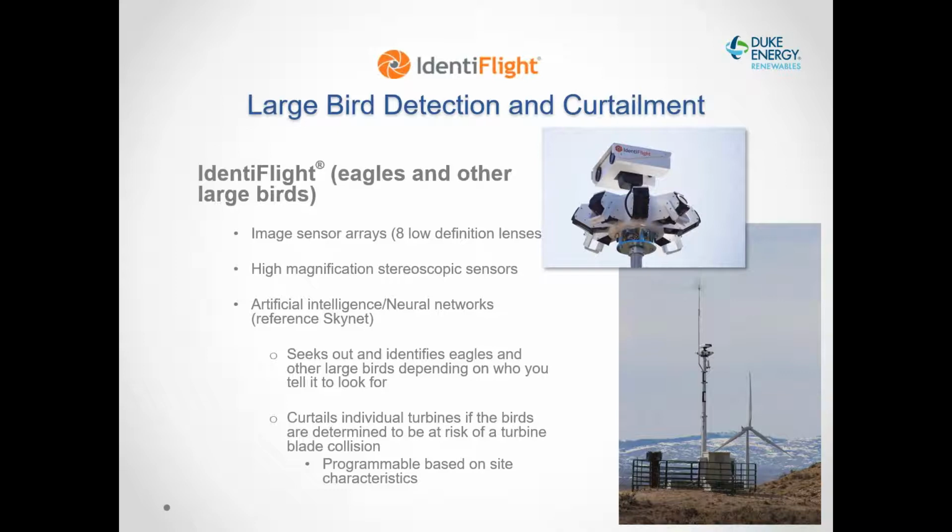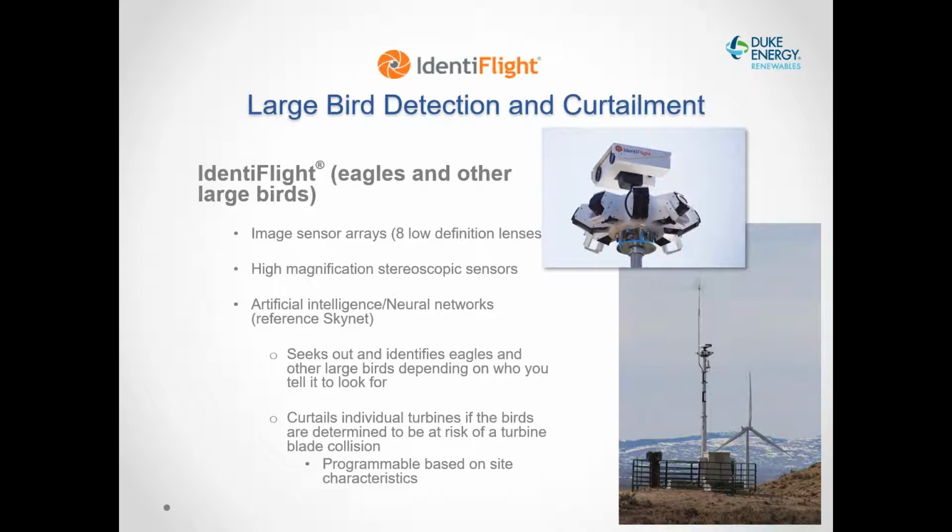It uses artificial intelligence and neural networks, for all you Terminator fans. If you reference Skynet, it's kind of scary if you think about it. But this will seek out and identify eagles and other large birds, depending on who you tell it to look for. So you can program it for different species. It curtails individual turbines if the birds are determined to be at risk of a turbine blade collision. And it's programmable based on site characteristics.